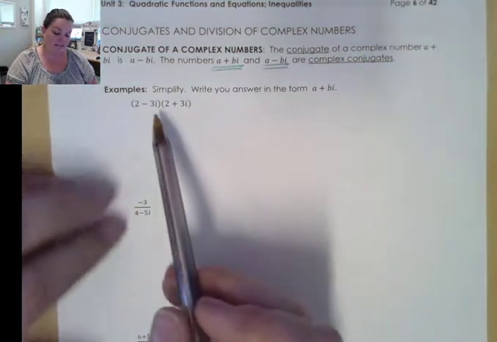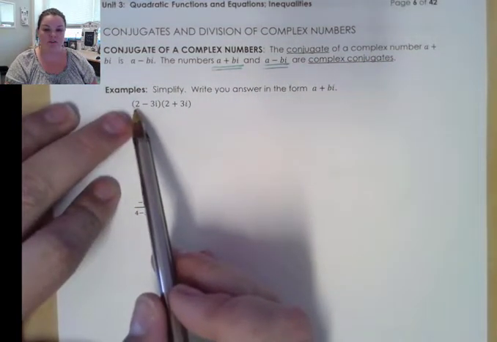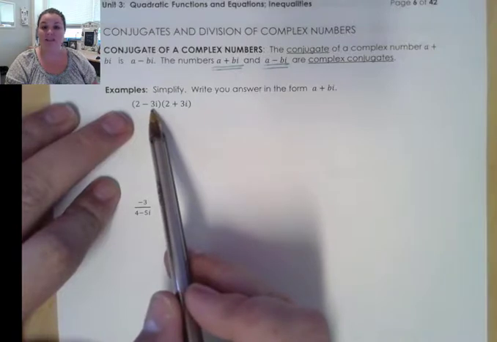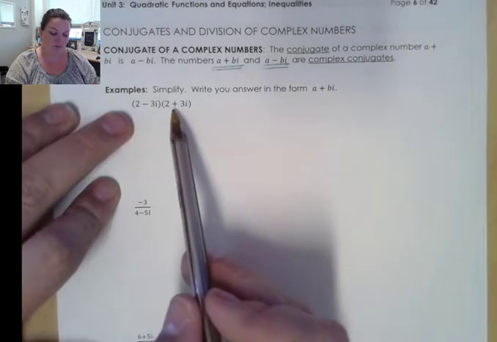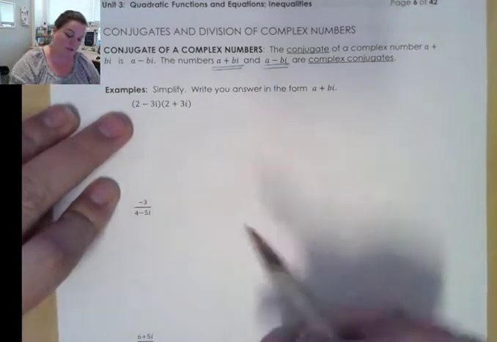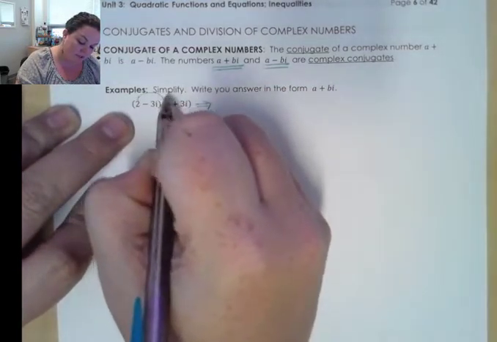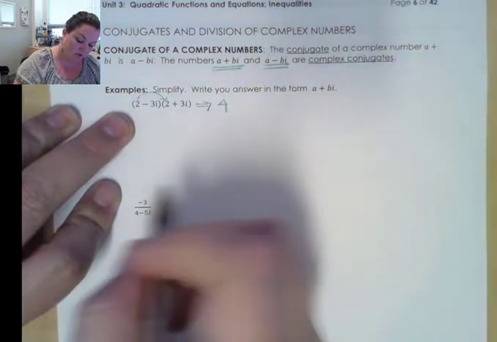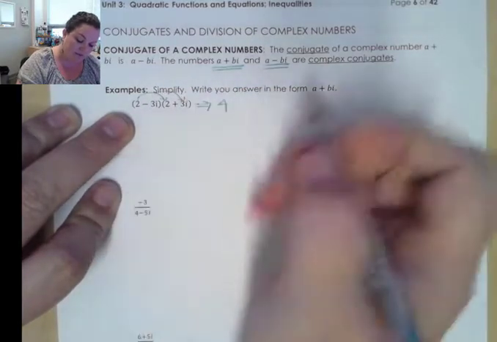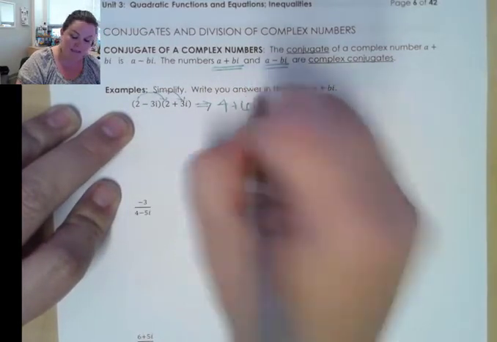So here's an example. If I have a complex number 2 minus 3i, then its conjugate would be 2 plus 3i. And I just want to show you what happens when we multiply these out. Okay, if I distribute my 2, I'm going to get 4. And then when I distribute it to the 3i, I'm going to get a positive 6i.